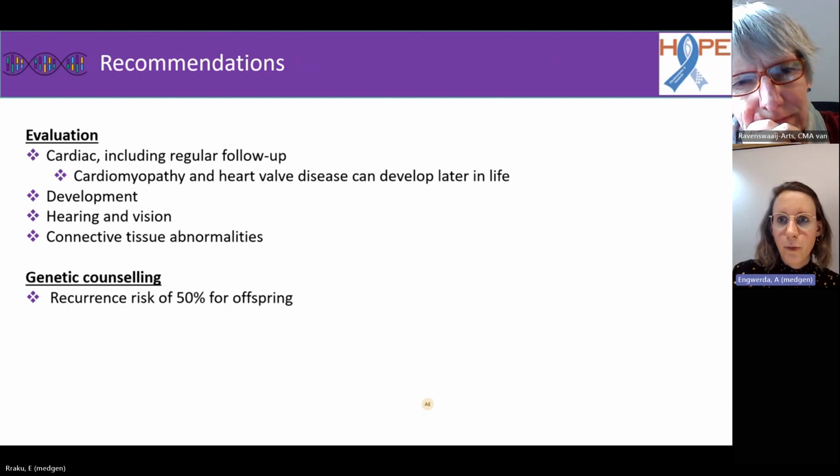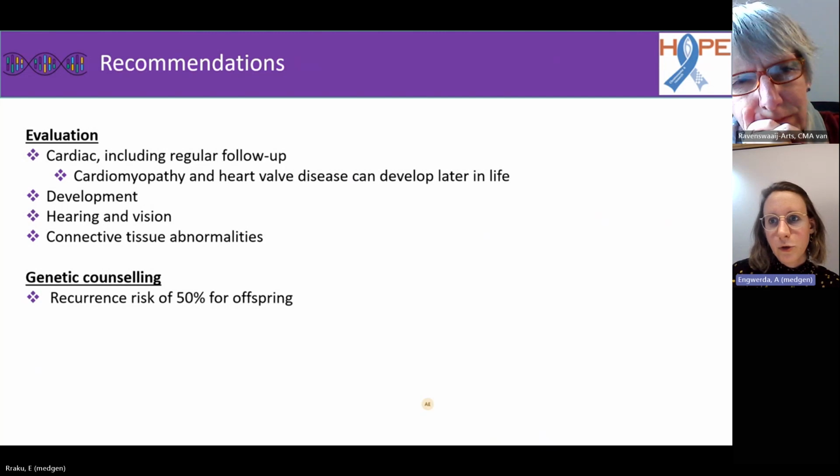Then also what's very important, what is always very important, but especially here in the TAP2 deletions, is genetic counseling. Since individuals with a chromosome 6 deletion, including this TAP2 gene, often have a normal development and can be living on their own in the future and might want to have children themselves in the future.